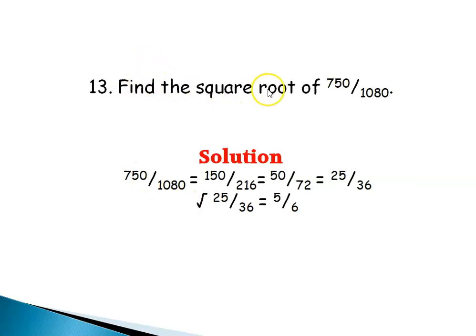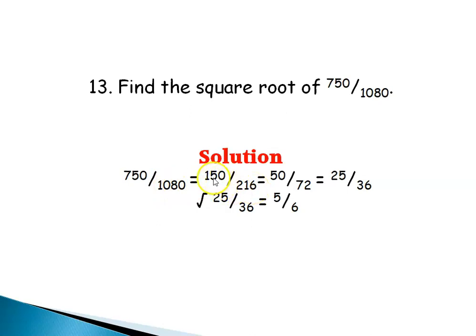Question 13. Find the square root of 750 divided by 1080. Alright, to find this, it's good you reduce it to its lowest form before you find the square root. So I'll look at it. What can go in these numbers? I'll start with 5. 5 in 7, that's 1. I'm left with 2. 5 in 25, that's 5, and then 0. Then 5 here, 5 in 10 is 2. And then 5 in 80 is 16. I'm left with 150 over 216.